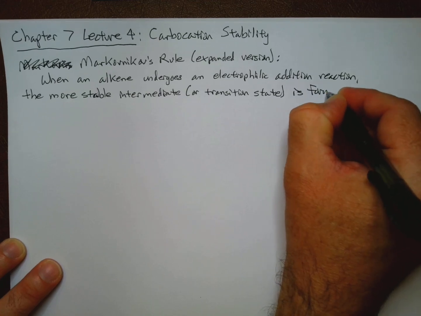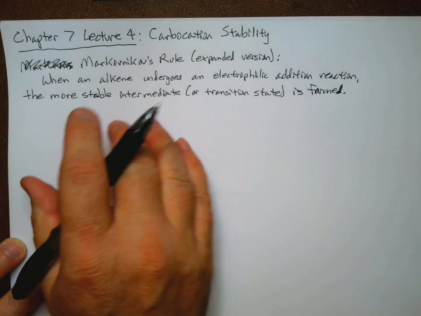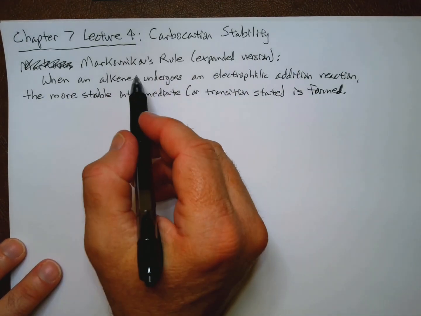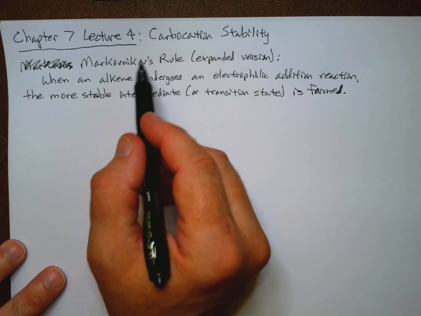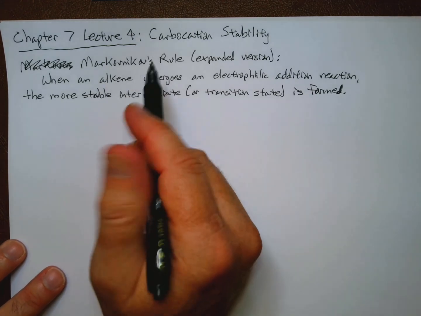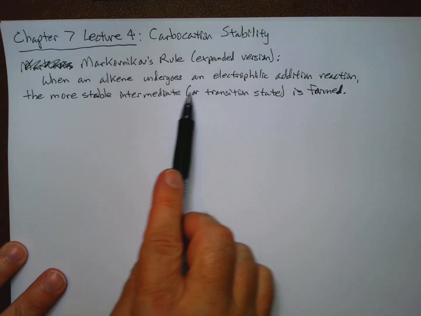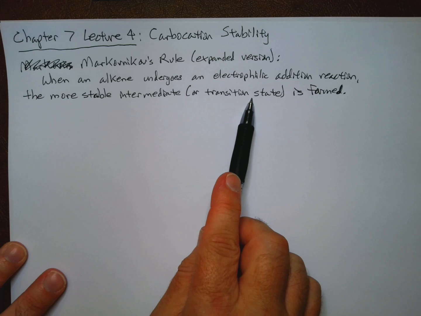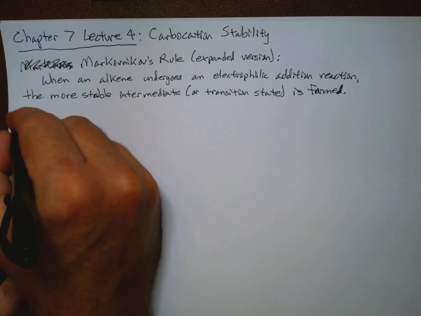We'll explore this in a little more detail in Chapter 8, when I'll introduce some additions that don't follow Markovnikov's original rule. We call them anti-Markovnikov additions, but they actually follow this rule: the more stable intermediate is formed. So now for our carbocation intermediates, we need to know something about their stability.